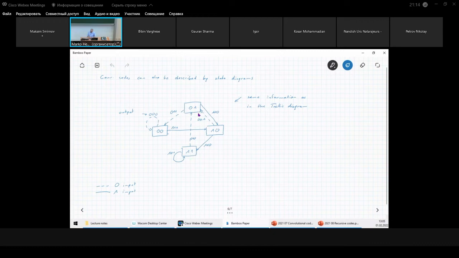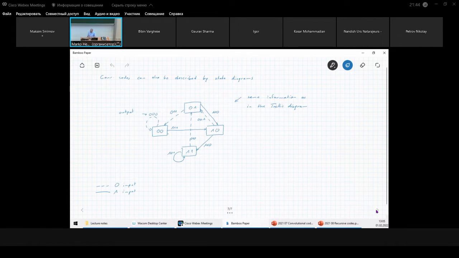4 states, and in between the states we see the transitions. So for example, the state 0, 0 with a 0 at the input, meaning the dashed line, we reach again the 0 state with outputs being 0, 0, 0. So basically here we find the same information as in the trellis diagram. We are just a different visualization.